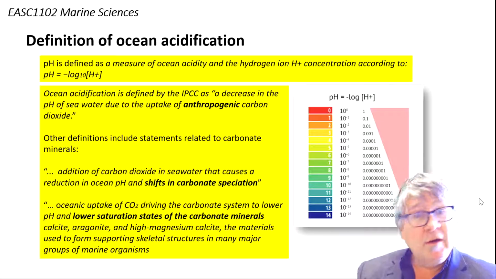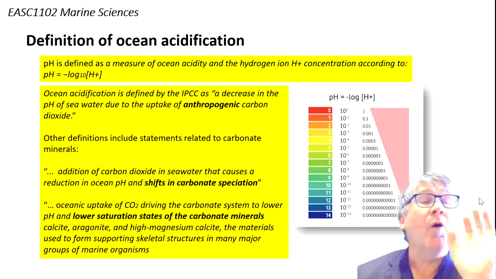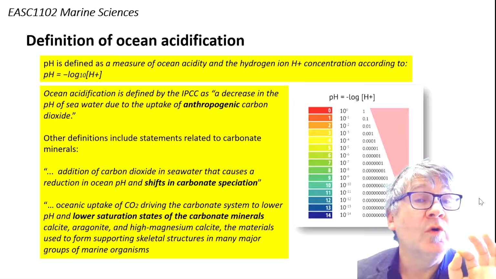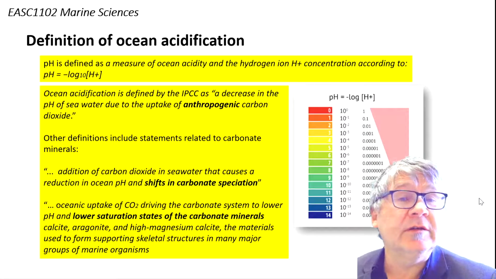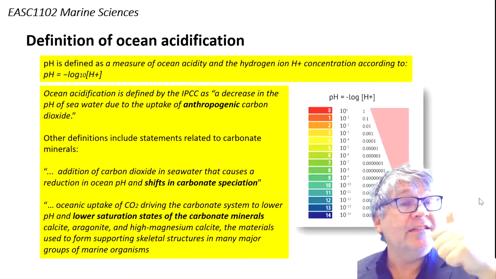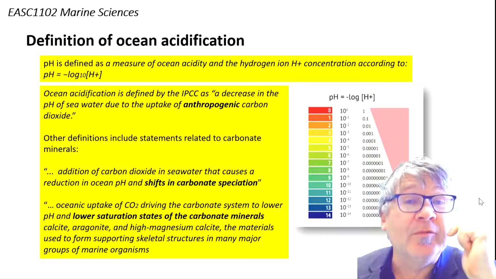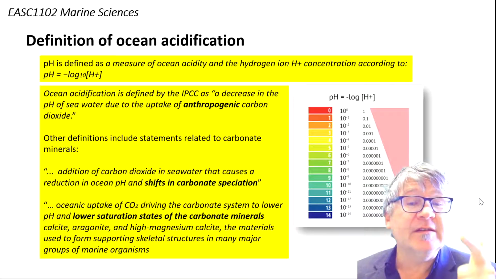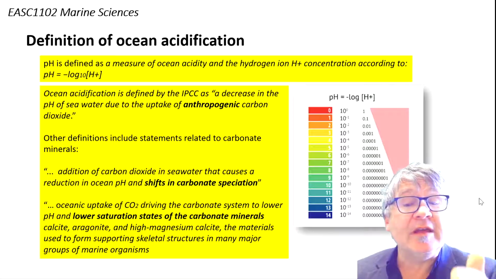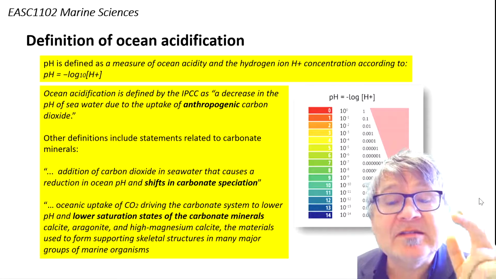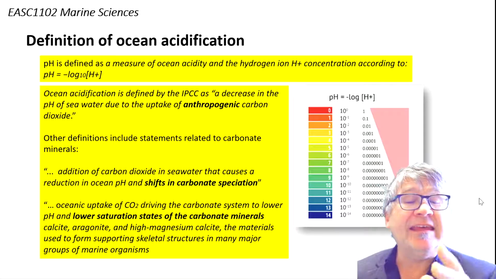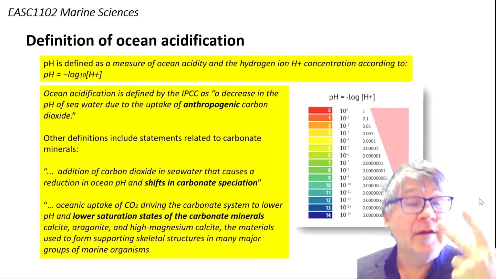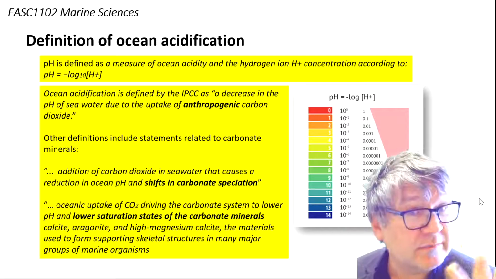All right. So now you know how ocean acidification is defined. Number one, it's caused by humans. Number two, it's measurable due to a decrease in the pH. And number three, it results in lower saturation states of key carbonate minerals. So there are three aspects to this definition. And that's important stuff.